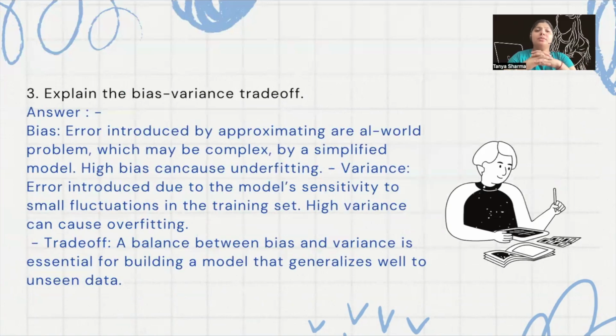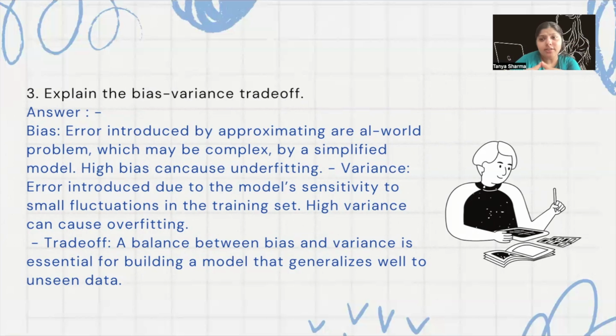Now let's go to the next question. Explain the bias variance trade-off. Bias is the error introduced by approximating a real-world problem, which may be complex, by a simplified model. Whenever we have high bias, it can cause underfitting.